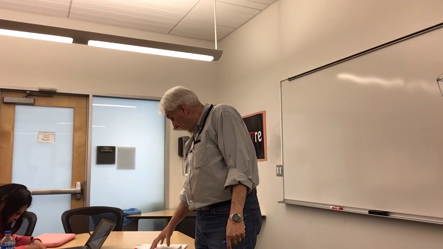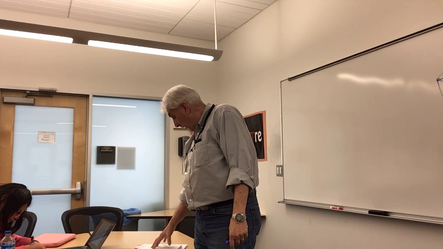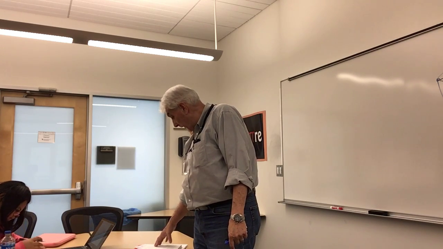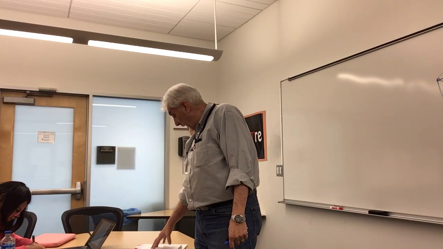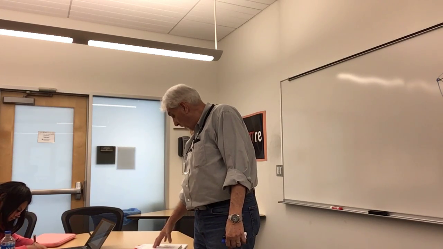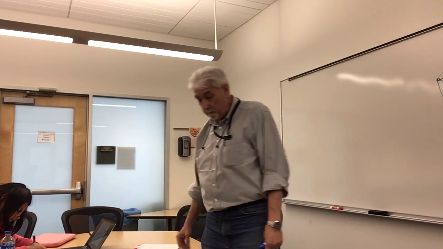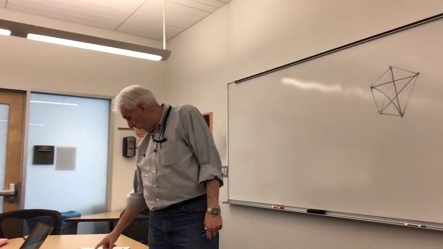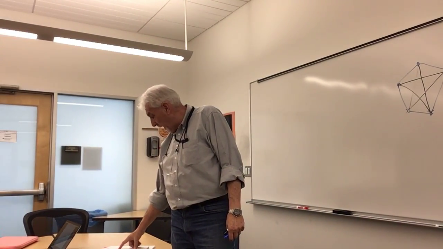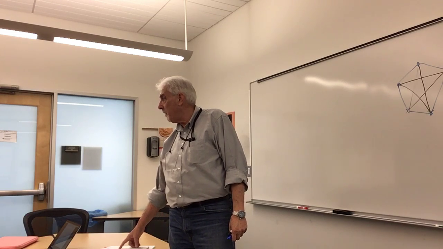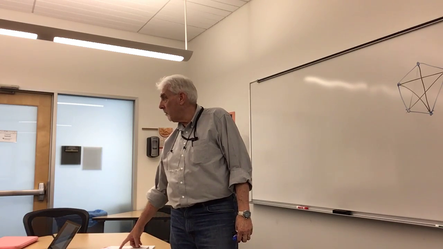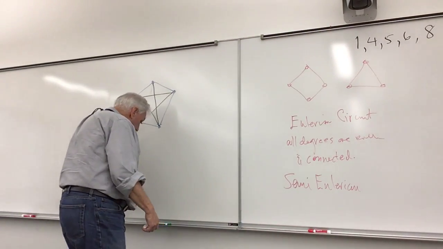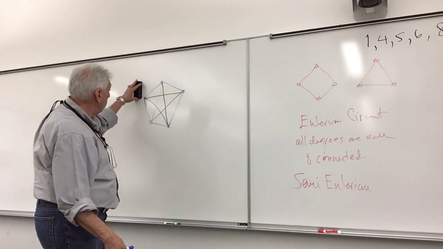Okay, III. If G is an Eulerian graph of odd order and G complement is connected, then G complement is also an Eulerian graph. Make sure we got that right. G is an Eulerian graph of, this is the important part, odd order.